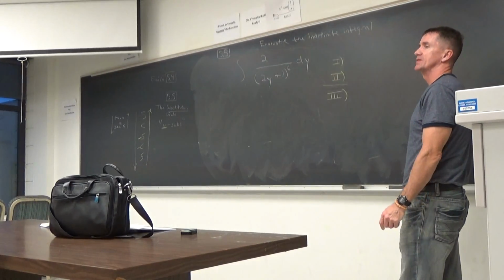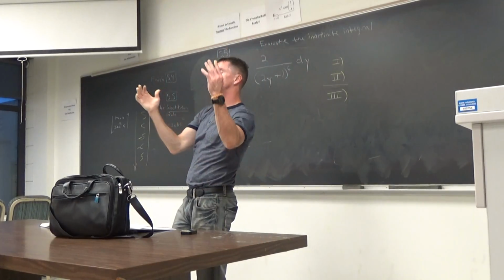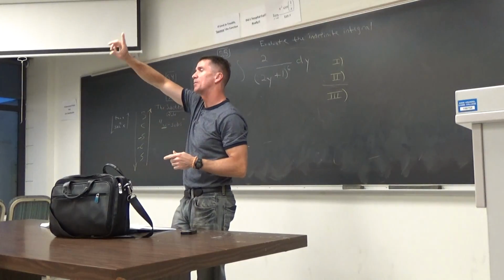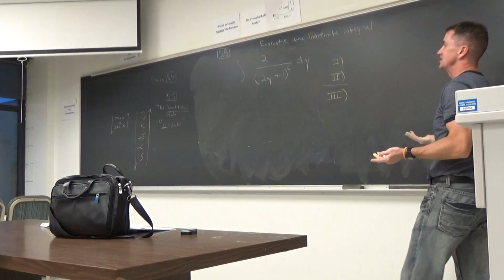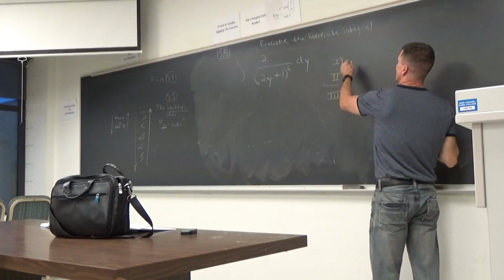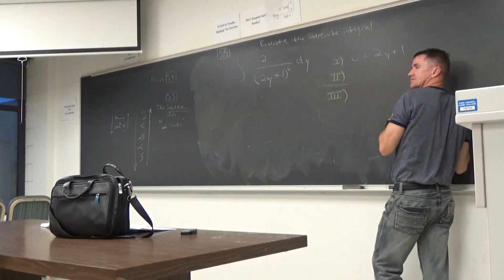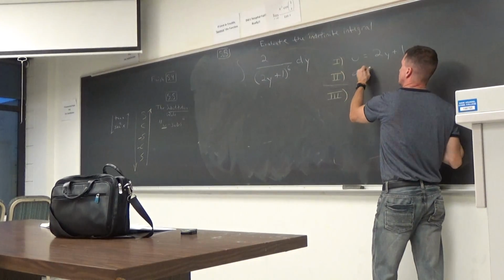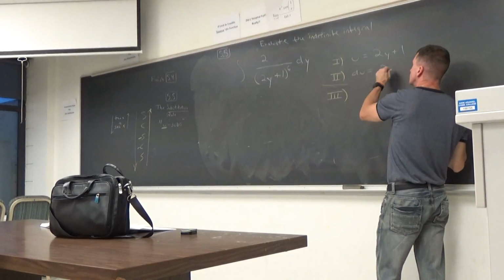I bet you all know what to let u equal to. A lot of times it's the thing in the exponent, or a lot of times it's the thing in the parentheses. But when there's a power difference, it's the one with the higher power by 1. Well, this, I don't see a power difference. But I see something in the parentheses. What do you think I let u equal to? 2y plus 1. You nailed it. Composite function. du, now what's that derivative? 2, I gotta put dy, everyone, right?